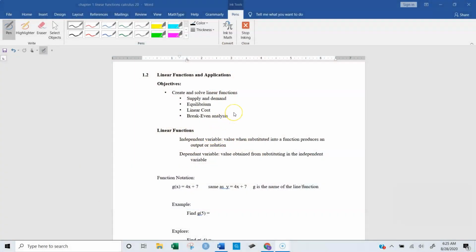All right, today we're going to do supply and demand, equilibrium, and linear cost. All right, so these are all business related. Remember, this is actually a business calc, so we need to get some of this in so you get full credit for it.